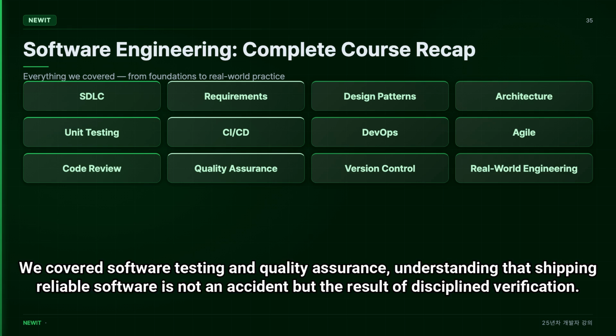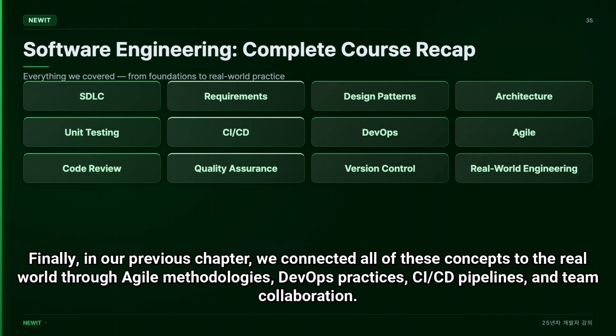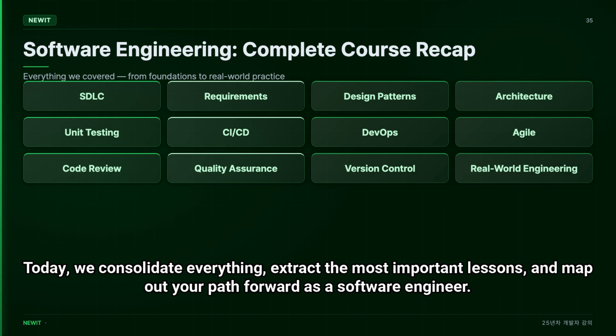We covered software testing and quality assurance, understanding that shipping reliable software is not an accident, but the result of disciplined verification. Finally, in our previous chapter, we connected all of these concepts to the real world through agile methodologies, DevOps practices, CI/CD pipelines, and team collaboration. Today, we consolidate everything, extract the most important lessons, and map out your path forward as a software engineer.